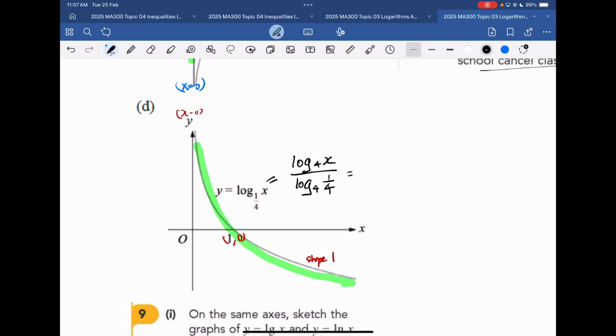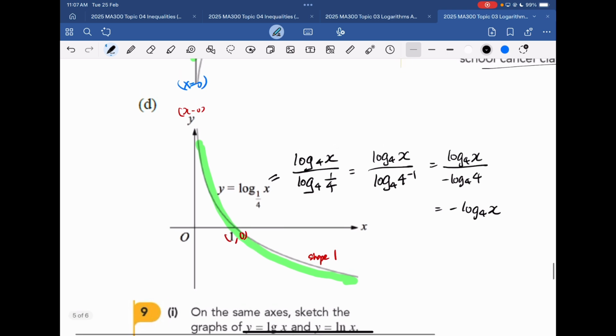So, can I say this is the same as this? That means, can I say this is the same as this? Can or cannot? Okay, where are you lost? Is it the first, the second, or the third? I'm just trying to stretch your thinking a bit.